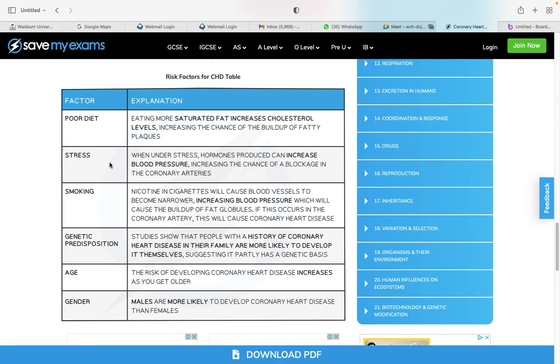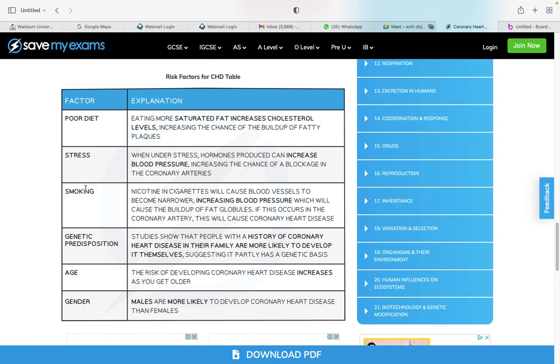Number two, stress. When you are under stress, the hormones produced can increase your blood pressure. And if your blood pressure increases, it will increase the chance of a blockage in the coronary artery. So please, when you're under stress, take a break. Travel, leave the environment, or even if you're not traveling, take a break. Stress can increase your blood pressure. That's what we call high blood pressure, which will cause a blockage in the coronary artery and then problems.